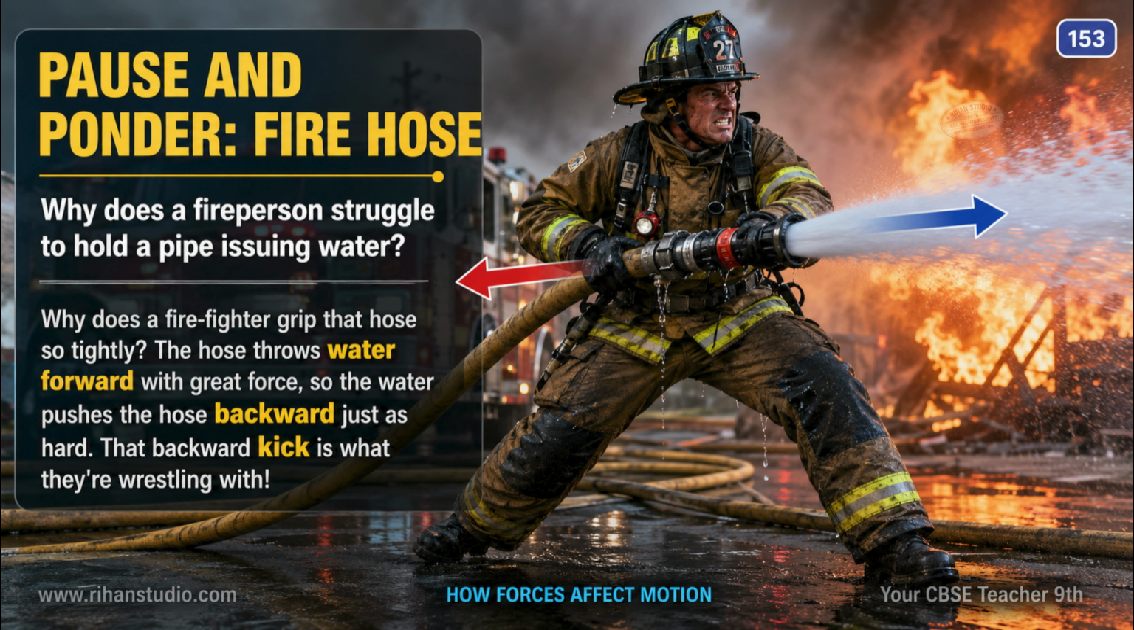Pause and ponder. Fire hose. Why does a firefighter grip that hose so tightly? The hose throws water forward with great force, so the water pushes the hose backward just as hard. That backward kick is what they're wrestling with.